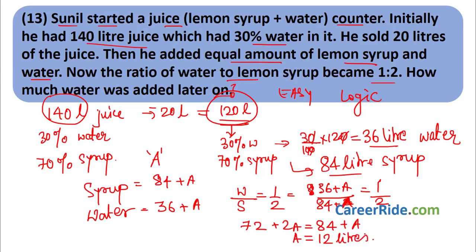So the amount of water which was added by Sunil was 12 liters, right? So he added 12 liters of water and 12 liters of lemon syrup later on. Moving to next question.